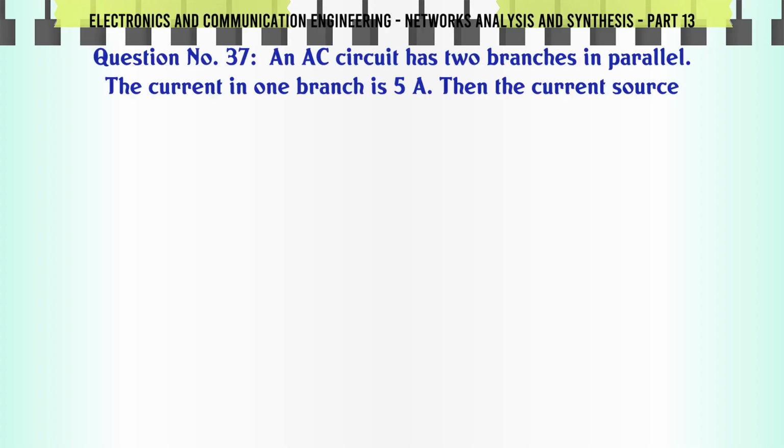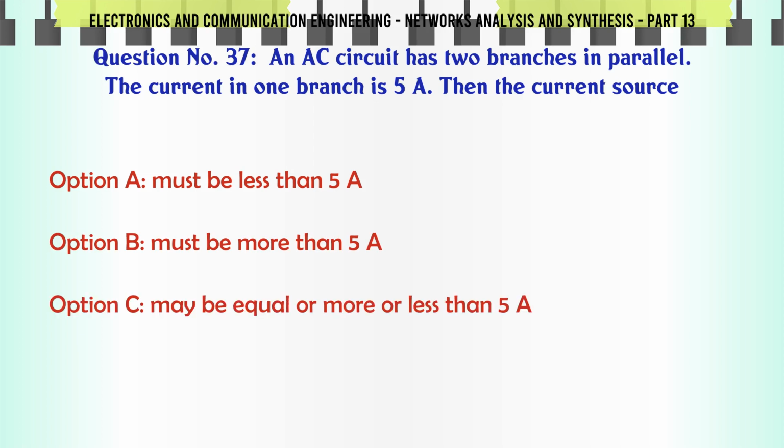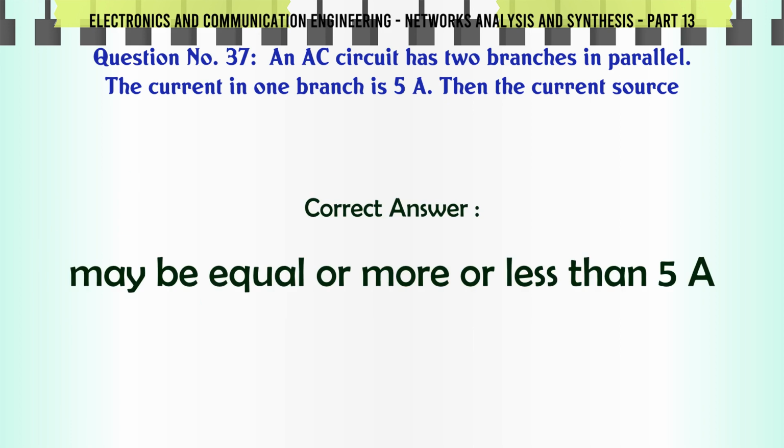An AC circuit has two branches in parallel. The current in one branch is 5A. Then the current from the source A. must be less than 5A, B. must be more than 5A, C. may be equal or more or less than 5A, D. 5A. The correct answer is may be equal or more or less than 5A.